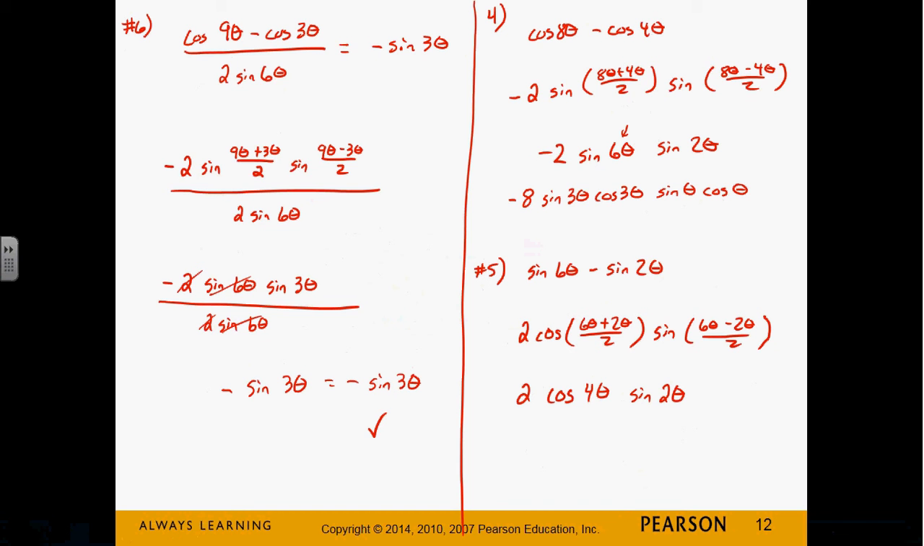4 and 5, of course, are just plug and chug with subtraction of cosine and cosine, sine and sine. Should be able to do those without any problem. Right? All right, anybody have any questions about any of that?